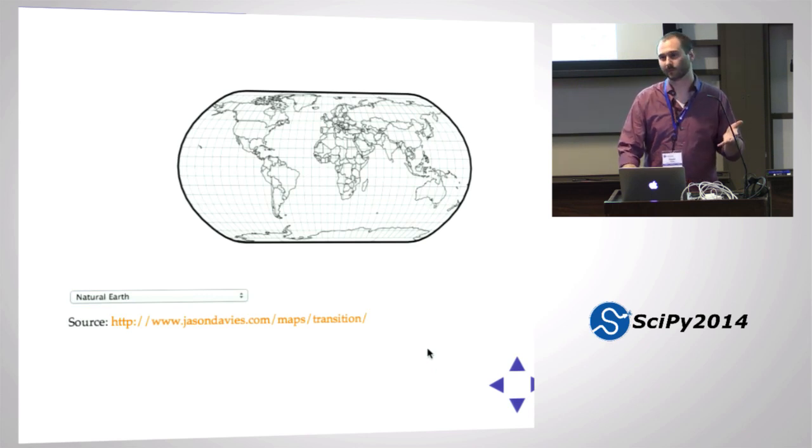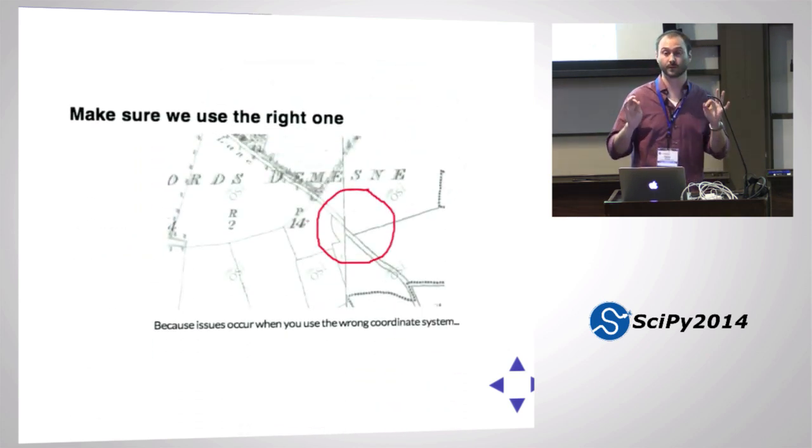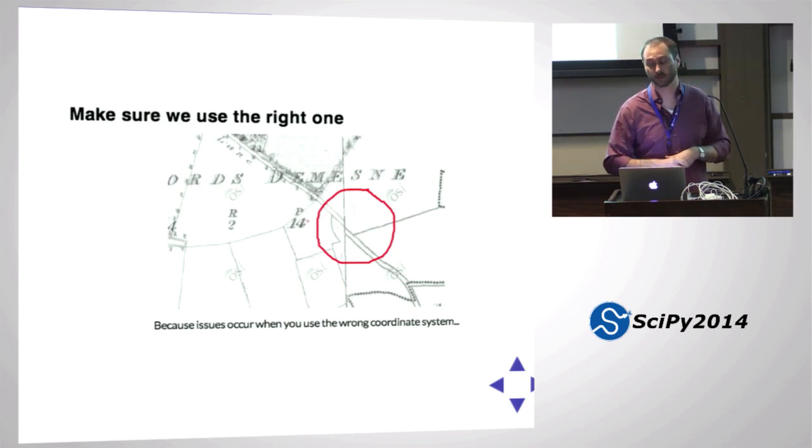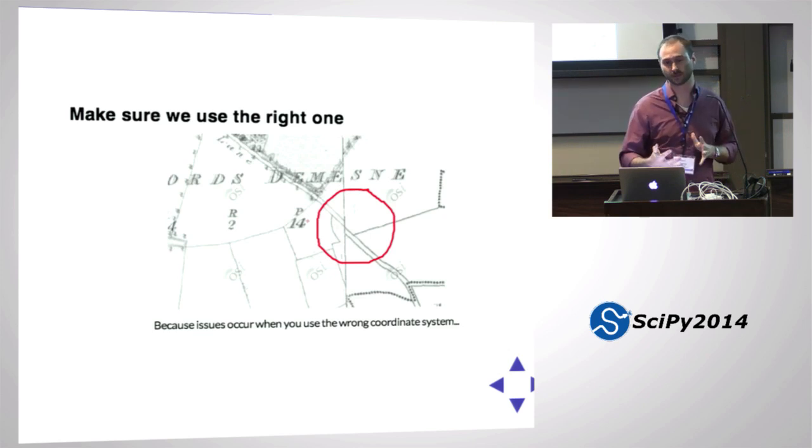So that's fun, and you can play around with that in the slides if you want as well. That's pretty much the thing that slowed up my slides the most. The other thing is, if you use the wrong projections, then bad things can happen. So this is the Ordnance Survey of Ireland. I can use that example because I lived there and worked with them, so it's okay.